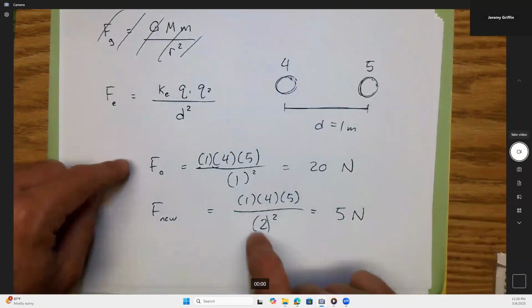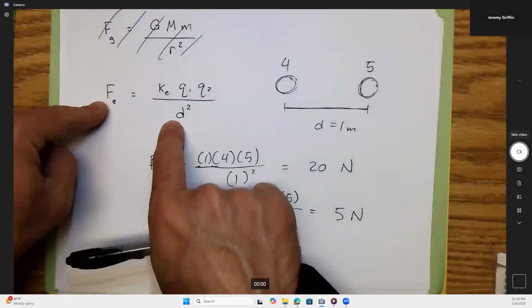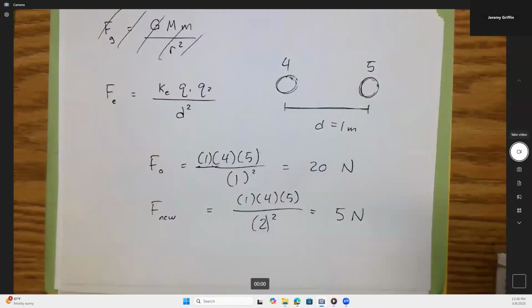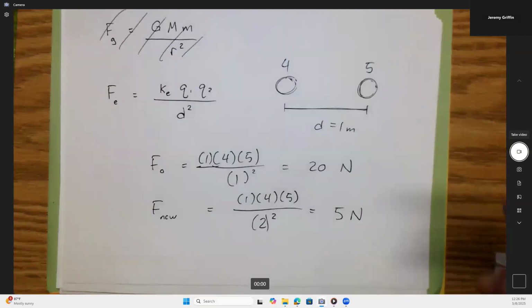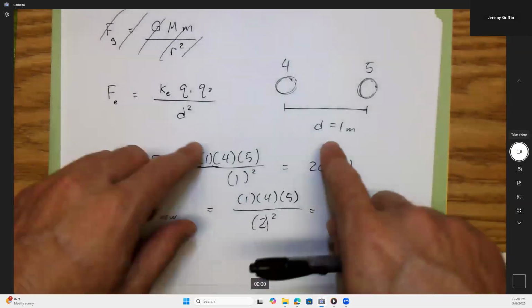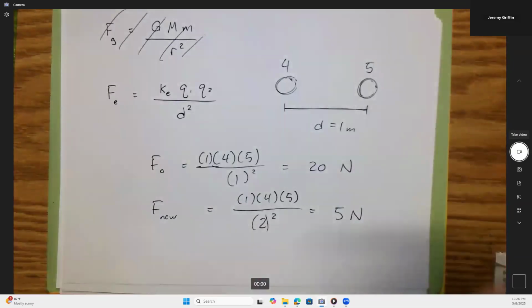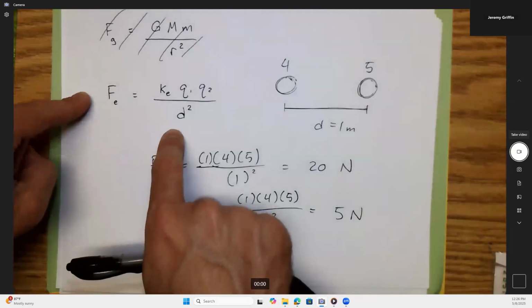So an inverse square relationship between force and distance. When you get this final exam in a few days, the numbers might be different. It might not be 20 newtons. It might be some other number. But you can still navigate an inverse square relationship between force and distance.